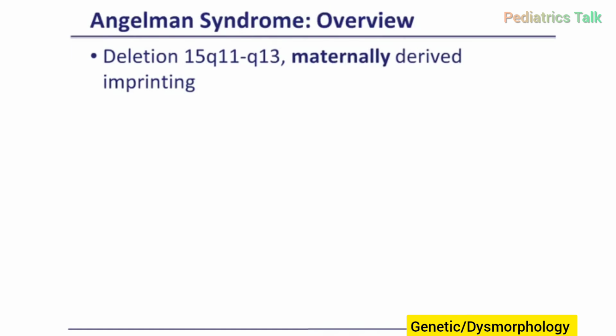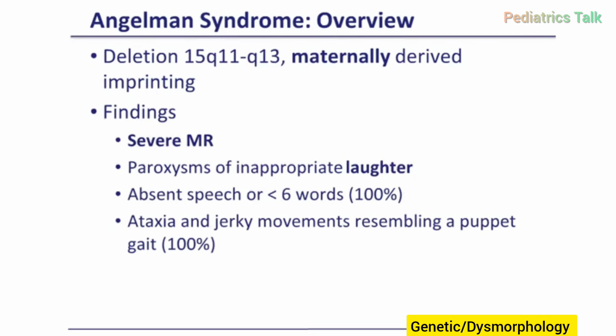This time, the deletion at 15q11 to 13 comes from the eggs, from the mother's side. And this gives a classic finding originally shown by Dr. Angelman. These kids have severe mental retardation. They have very little speech, or at most 5 or 6 words. They have sudden paroxysms of inappropriate laughter, and they have a characteristic gait and movement of their upper extremities.